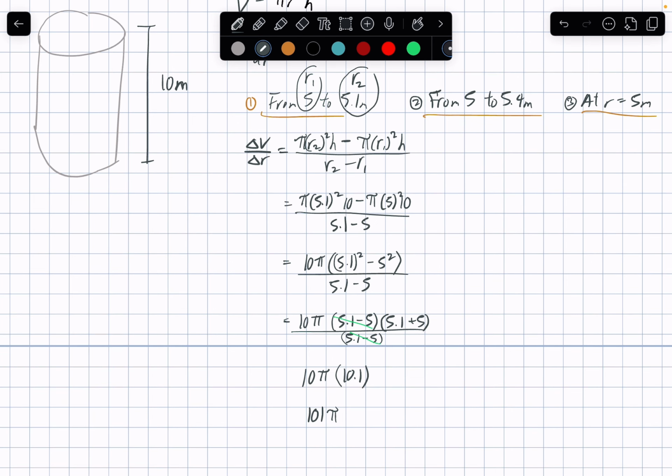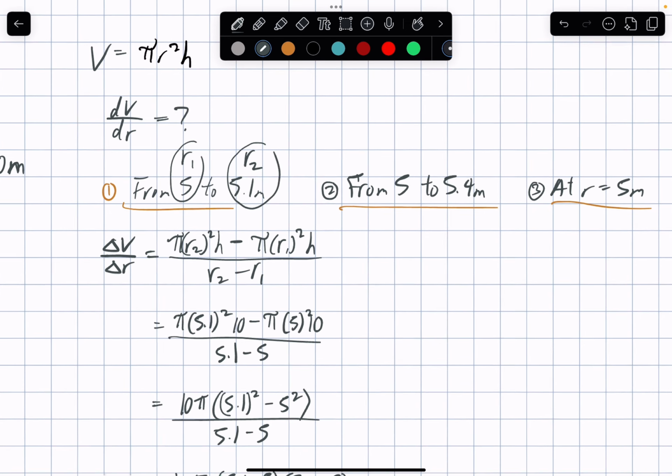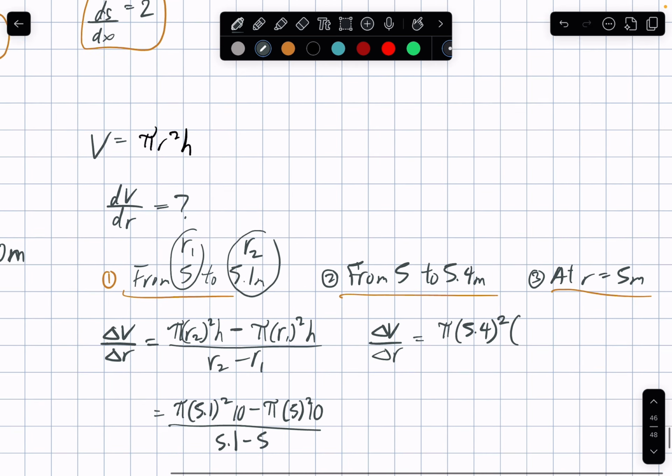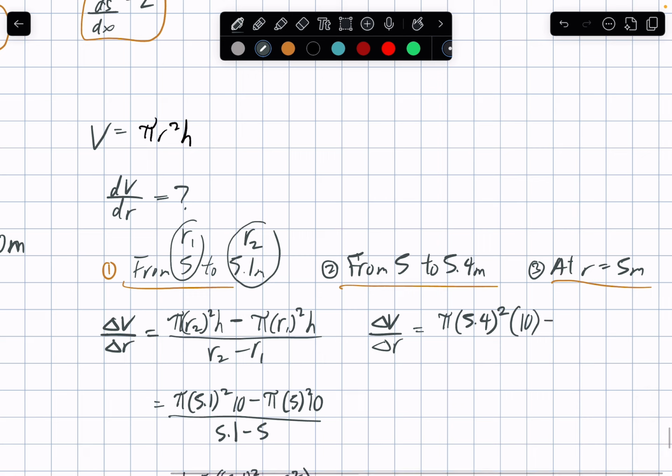What is going to be the unit? So volume's unit is meters cubed. For the radius, it is also meters. So we write it like that. And same thing, we do the same way for solving for number 2. Pi R2 is 5.4. I'll substitute the values directly already. For the height, it's 10, right? So 10.